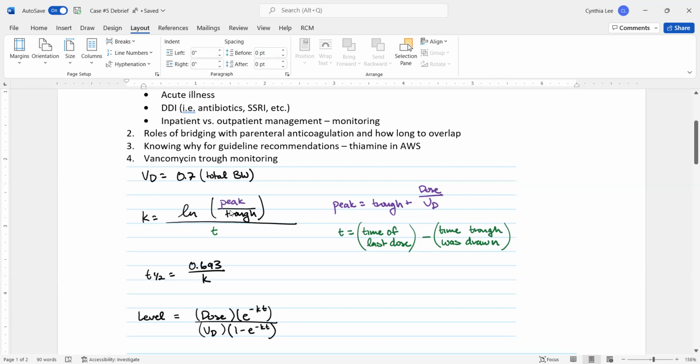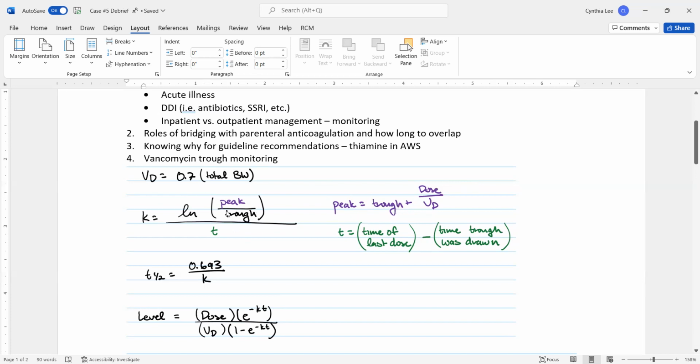Basically, this is what you get if you have levels. If we have the trough, then we can estimate the peak, and you can get the peak from this equation right here. So you have the trough, and then you have the dose that gets you the trough, and the volume of distribution we calculate this way, and you get a peak. That's how you extrapolate the peak from the trough.